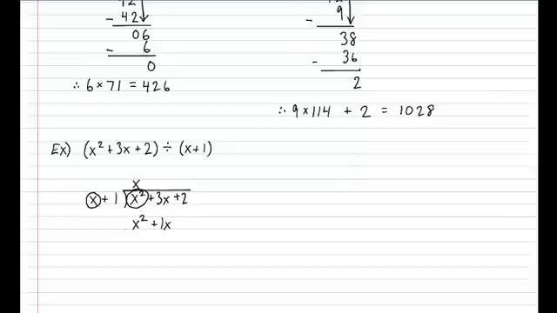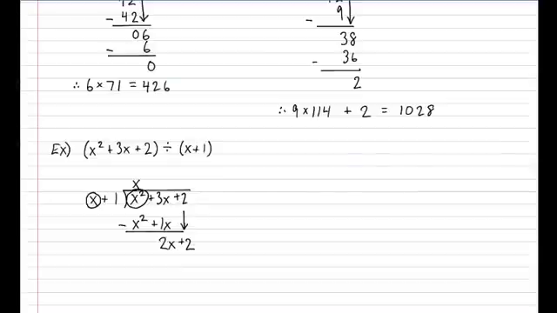And just like elementary school, do your subtraction. X squared minus x squared is 0, so that's gone. And then 3x minus 1x, which gives 2x. Just like elementary school, bring down the next term in your dividend. So we're going to put the plus 2 down here.